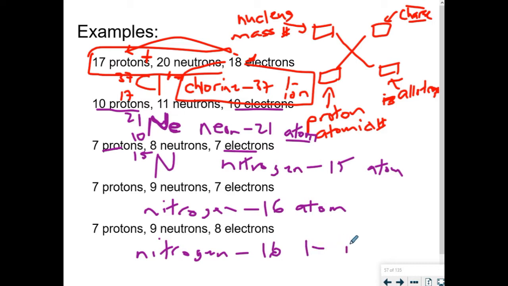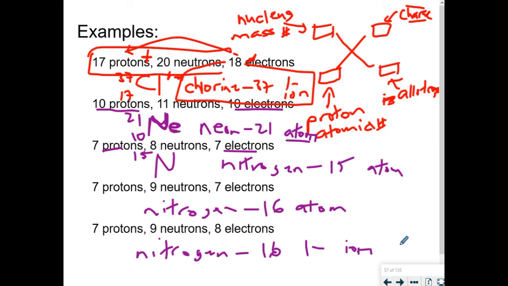Okay, here are the answers to the ones we did. Let's talk through them here. There's 7 protons. Because there's 7 protons, it has to be nitrogen. Hopefully you can read my writing here. Stay with me. So it has to be nitrogen.